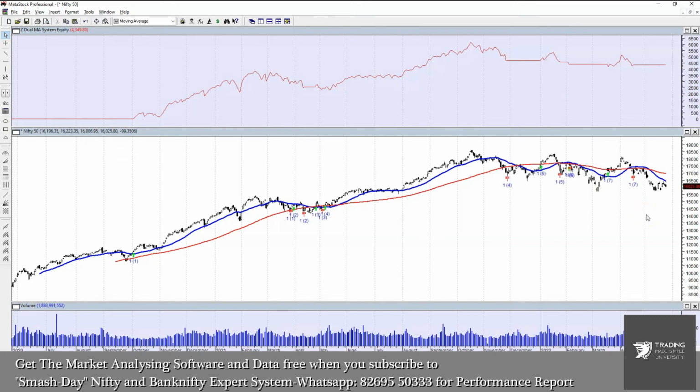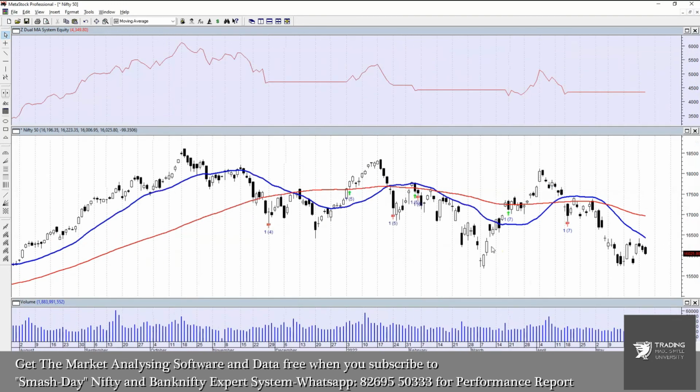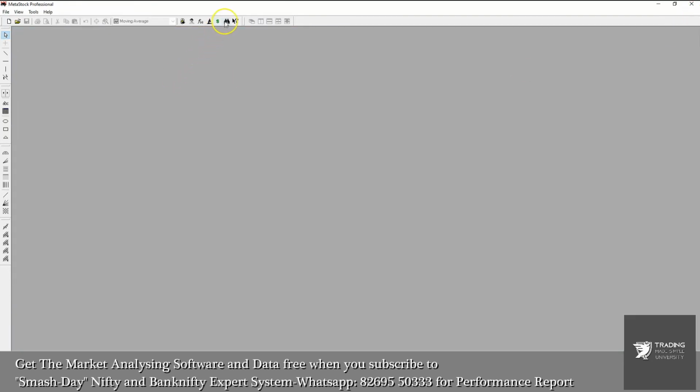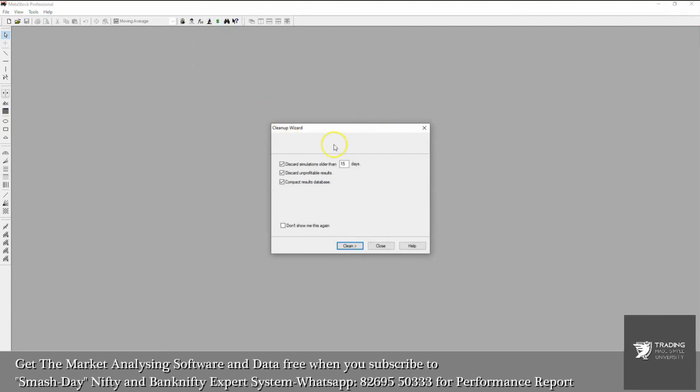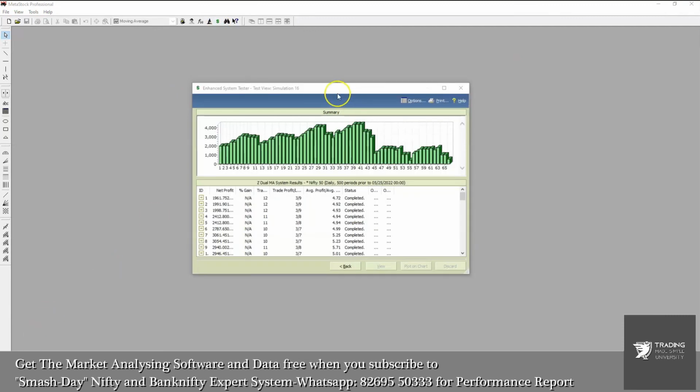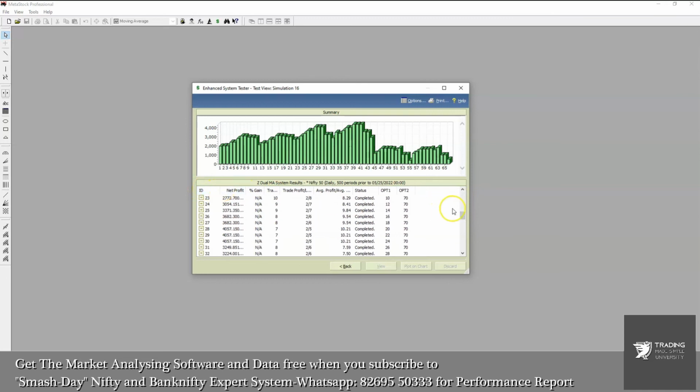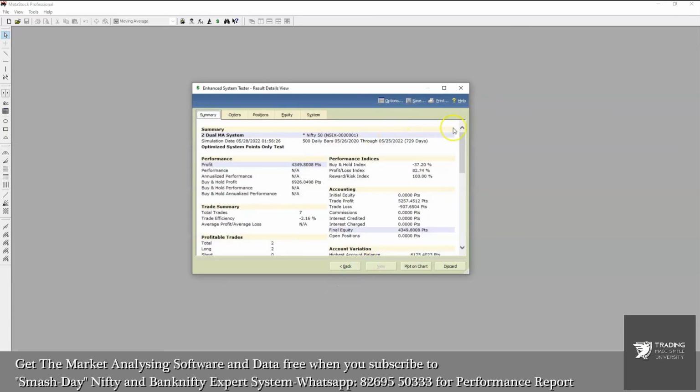There are other parameters as well to check, but the objective of this lesson was to show you how to do optimization in system testing. So that's how it is done. I can always go back to my original system, and here is the result. I can pick any one of them, suppose the one that we had chosen earlier, and view the result in more detail.